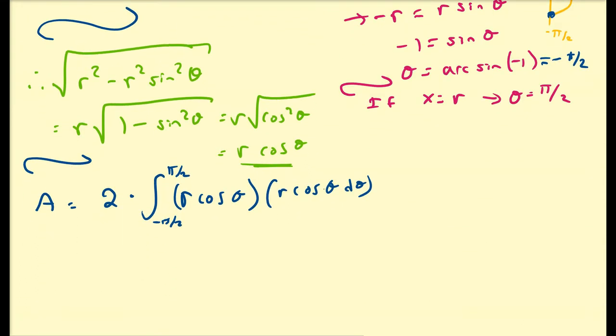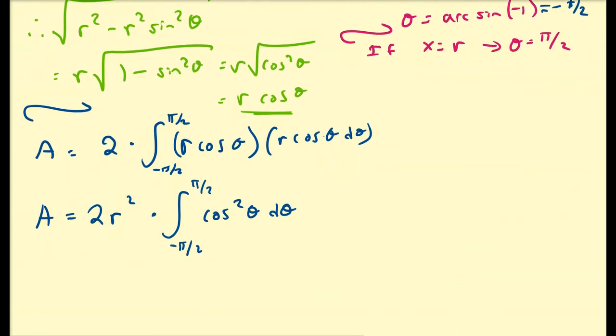Alright, so r and r are both constants, so we can factor both of them out of the integral sign. So we have 2r squared times the integral from minus pi over 2 to pi over 2 of cosine squared theta d theta. Now this integral is very straightforward.